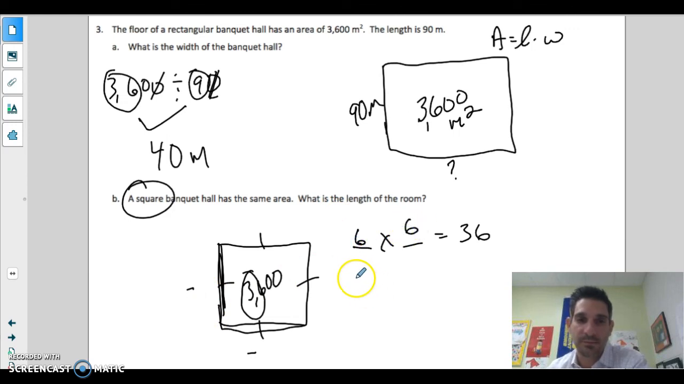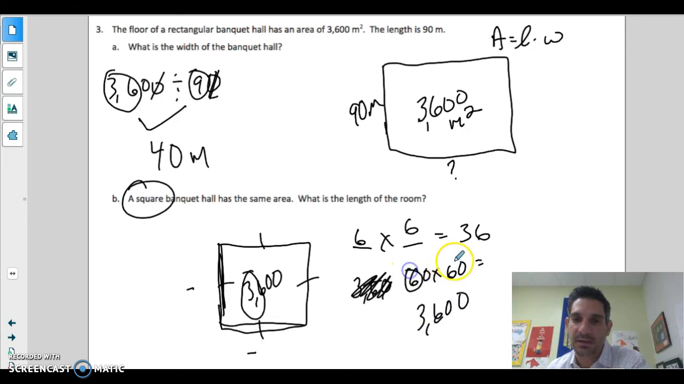So it would be 3,600. Well, actually, you don't even have to do the work. So 60 times 60 equals 3,600. Okay, 6 times 6 is 36. 10 times 10 is 100. There's my 2 zeros. So it's 60 meters.